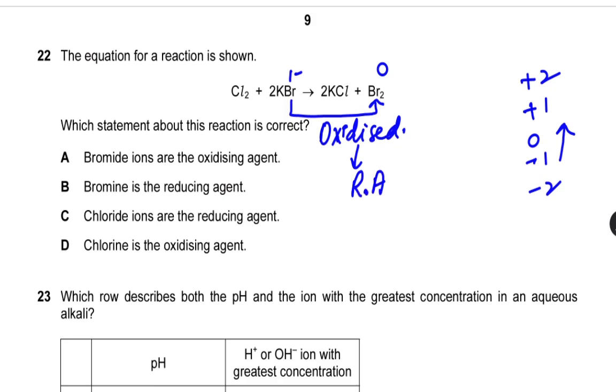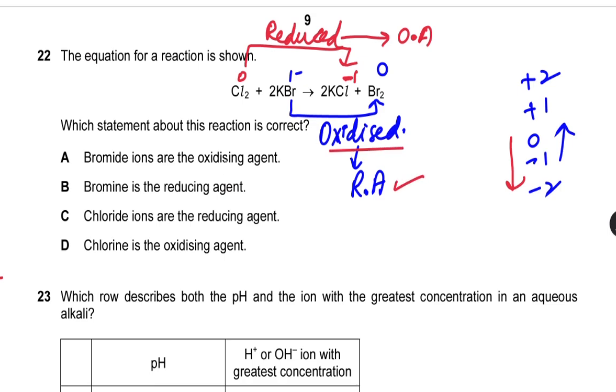Now come towards the next part. Chlorine as a free element has 0 oxidation state. Here it has minus 1. So 0 to minus 1 is a decrease in oxidation state, so it will be reduced. The substance which is being reduced is the oxidizing agent. So bromide ions are the oxidizing agent? Wrong. Oxidized is a reducing agent. Bromine is the reducing agent? No, because it is on the product side, it is not going to reduce anyone.